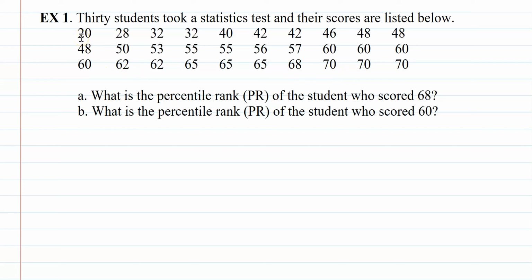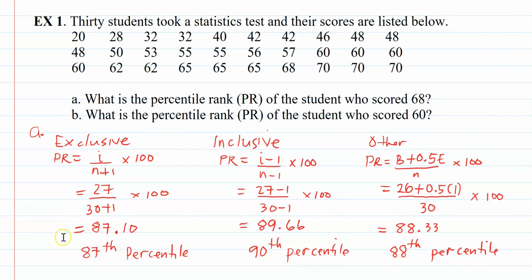Now, the scores are already arranged from the lowest to the highest, going across, and then to the second row, and then the third row. So they are already arranged, and we'll just go straight to the calculation of the percentile rank. We are going to calculate the percentile rank using the three methods. Now for question A, we are asked to determine the percentile rank of the student who scored 68.